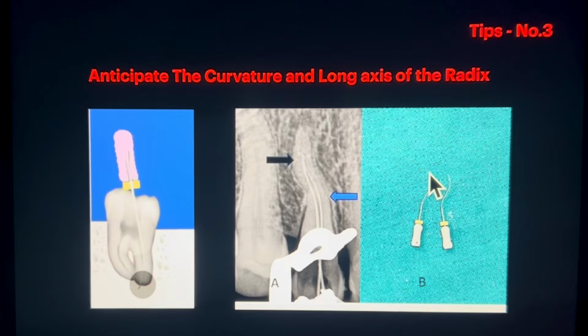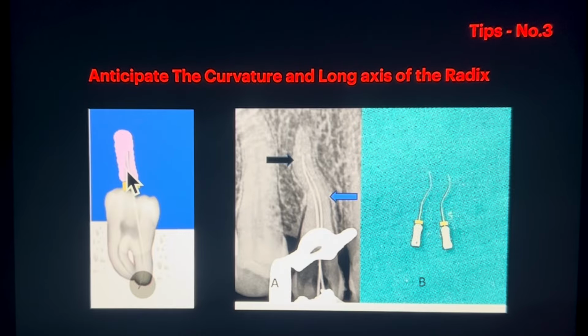And now you have to anticipate the long axis of the root of your radix entomolaris, that is your distolingual root. When you place a file in the distolingual root, in most of the cases you will see the handle of the file tilted towards the buccal side. I repeat, when you enter the file in radix entomolaris cases in the distolingual root, the handle of the file will be tilted on the buccal aspect. That will give you an idea of how much change in the long axis of the radix root there is in your root canal cases.